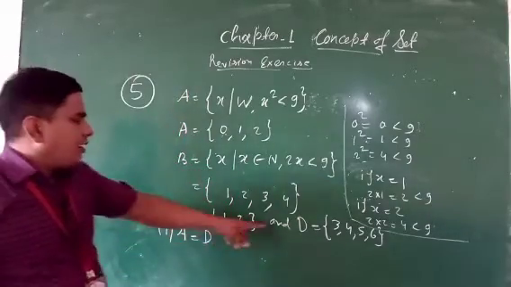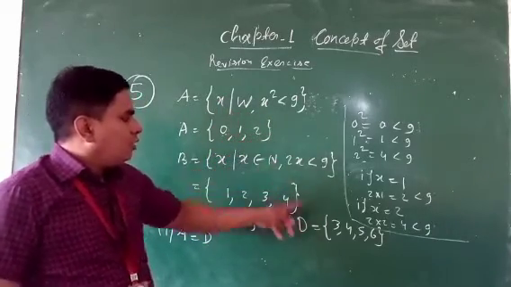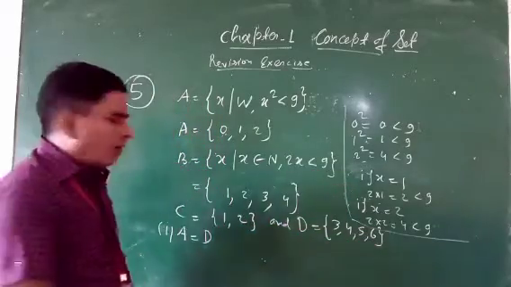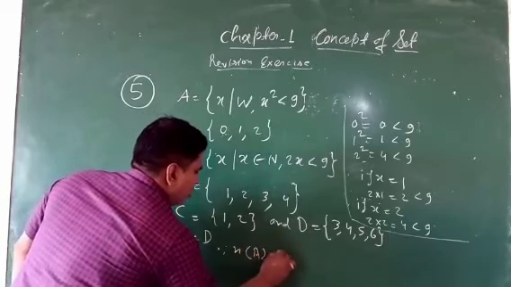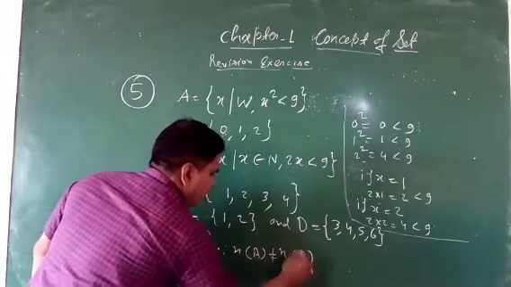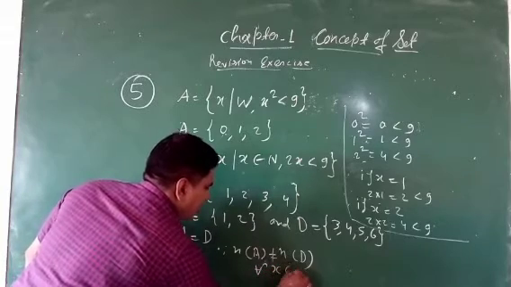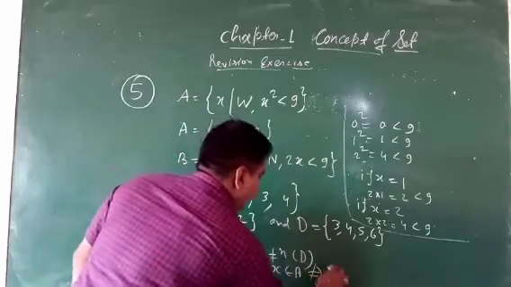So see here, A and B, 0, 1, 2, here 3, 4, 5, 6. Coordinate number not same, since n of A not equal to n of D, and for all x belongs to A, x does not belong to D.